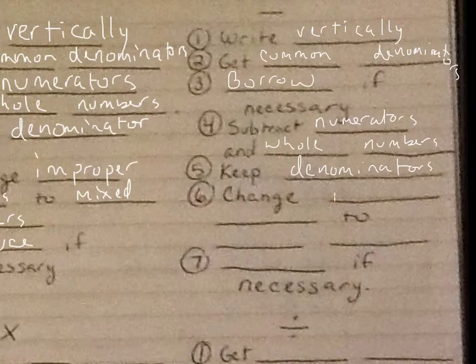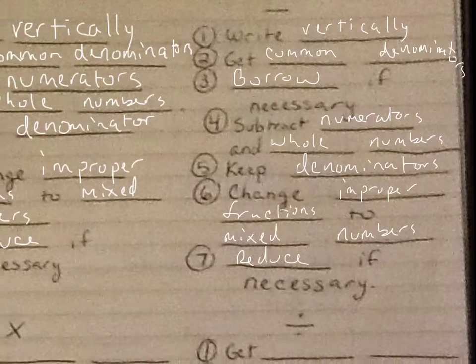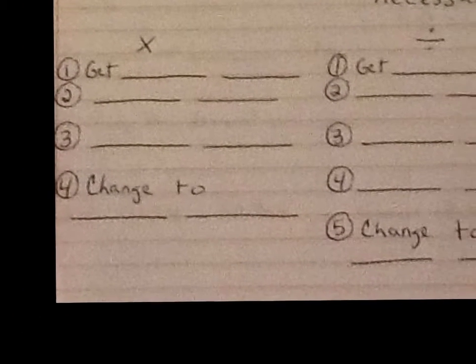Then we're going to change improper fractions to mixed numbers. And then we're going to reduce if necessary. Alright, so adding and subtracting look pretty much the same, except for the one extra step you got to remember in subtracting. You got to remember to borrow if you need to. Alright, let's move it on over, and we will look at multiplying.